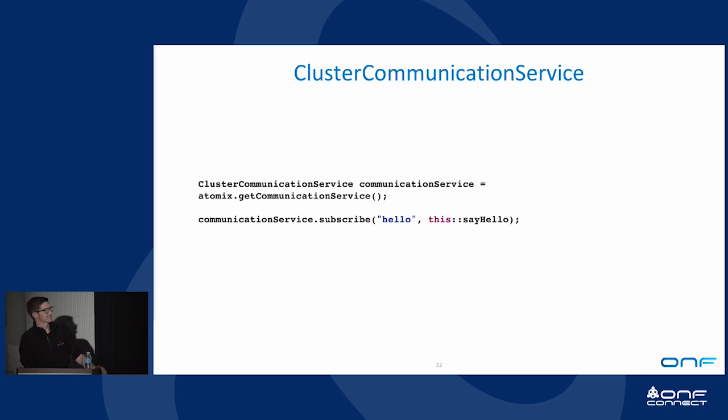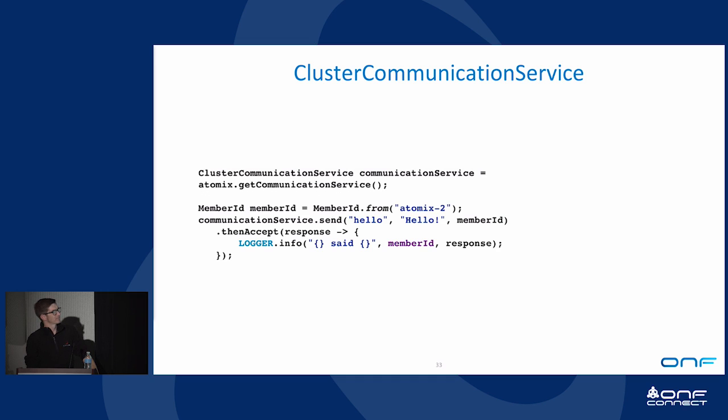And again, the APIs here look very similar to what exists in ONOS, right? So with the Cluster Communication Service, you just create a reference to a member ID, which has a string name, and you can send a message to another node.